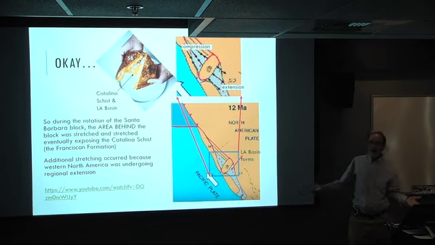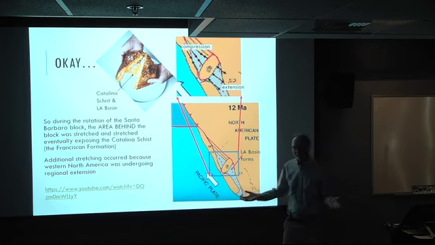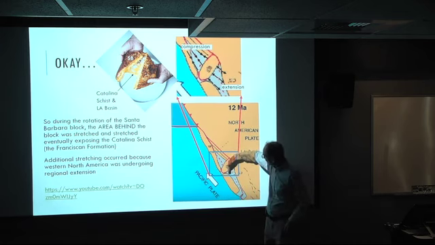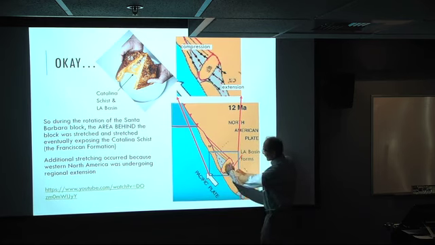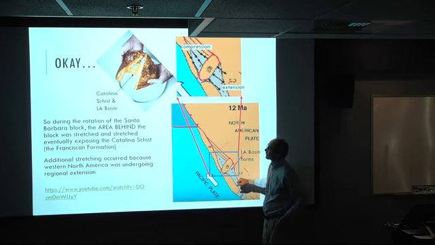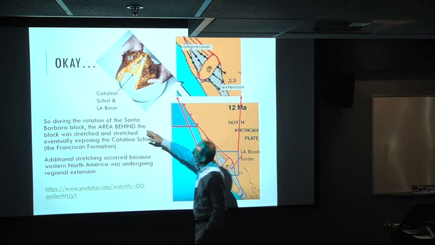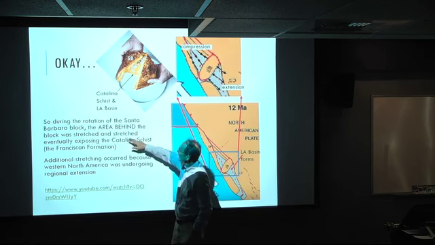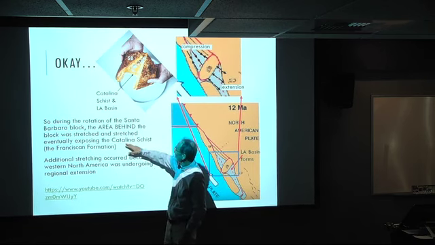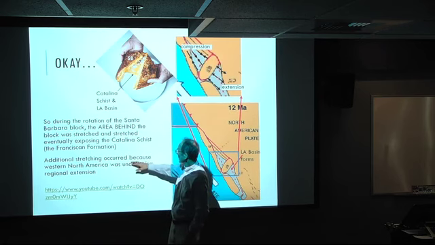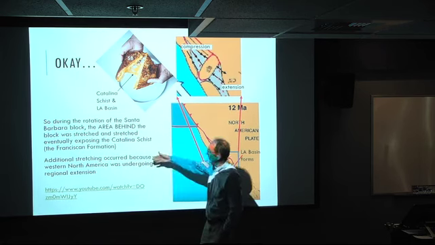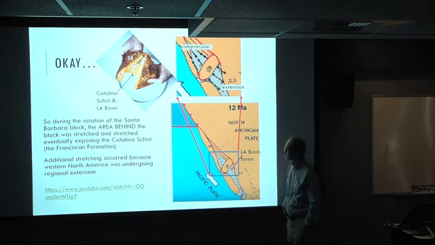So what's being pulled apart? Well, Santa Barbara is rotating away from San Diego, and this whole area is getting pulled apart. So during the rotation of the Santa Barbara block, the area behind the block was stretched and stretched, eventually exposing the Catalina schist, the Franciscan Formation. Additional stretching occurred because there's another event going on at the same time.